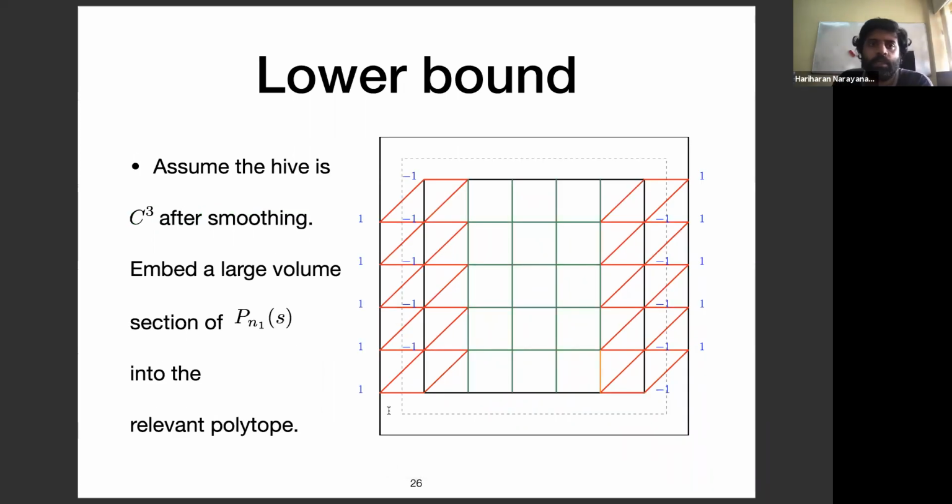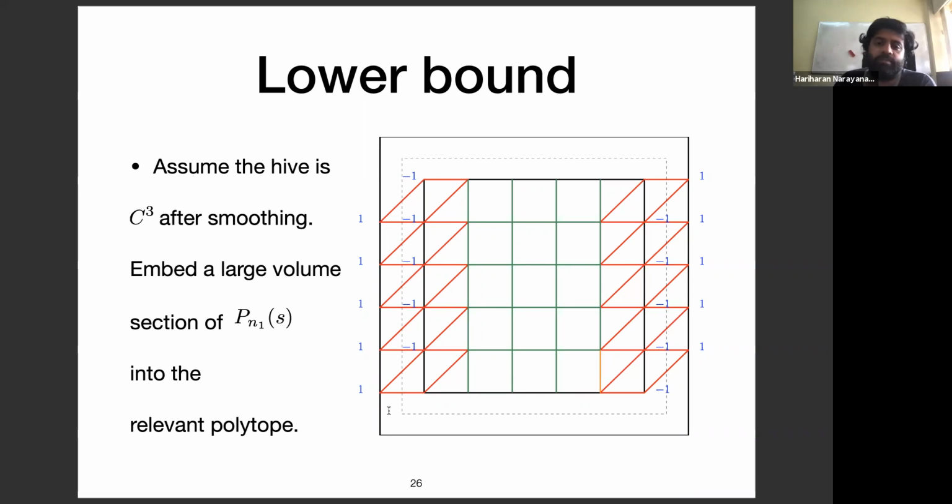So next, we have to assume that this hive is C3 after smoothing. This is a technical thing, but in the lower bound, because you have this condition involving the interior of E in the large deviation principle, you can actually smooth. So we can actually convolve and get a C3 hive after smoothing. There are some caveats, but we can.